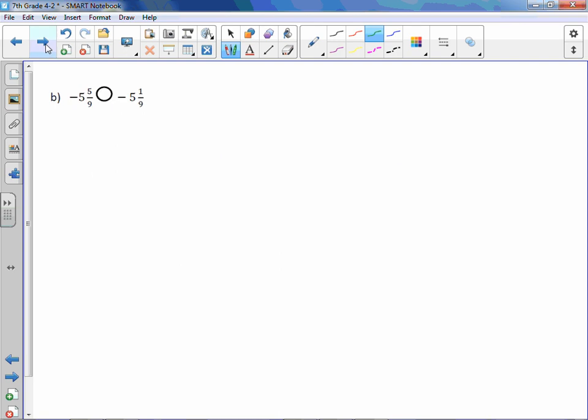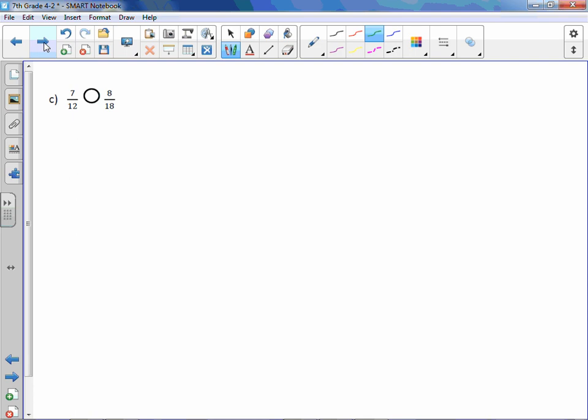Negative 5 and 5/9 and negative 5 and 1/9. Again, if these were positive, I would say the 5/9 is bigger, but they're negative, so I know for a fact that the negative 5 and 1/9 is bigger.